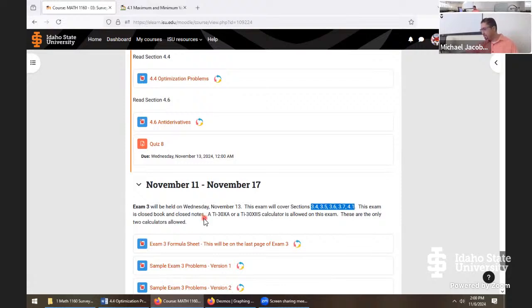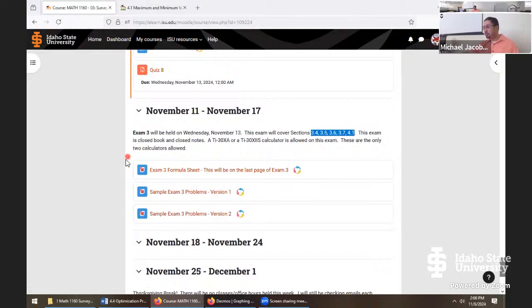Or excuse me, that was a different class. Let me say that again. For the third exam, it's open calculator but closed notes. So calculators are allowed. But the last page of the exam is this one right here.